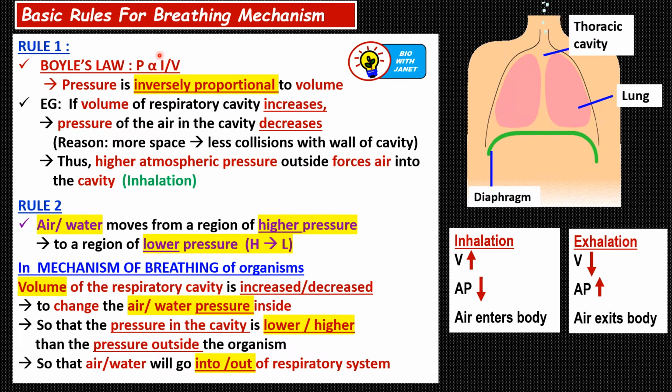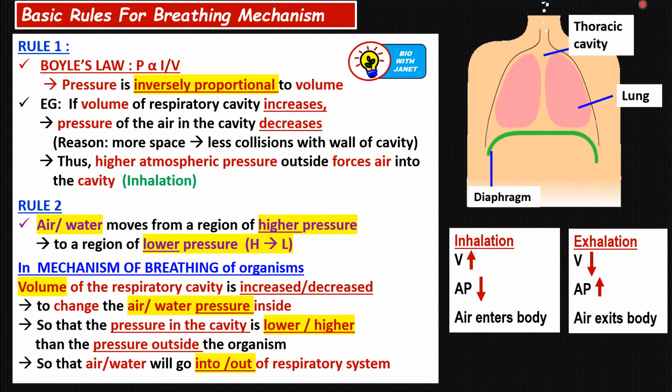Now, let's understand two basic rules for the breathing mechanisms before we discuss the breathing mechanisms of different organisms. Different organisms apply the same rules or principles for their breathing mechanisms, organisms such as humans, fishes, frogs, and insects. The first rule is the one that you have studied in physics, which is Boyle's law, which states that P is proportional to 1 over V. P is the pressure and V is the volume. So when P is proportional to 1 over V, it means that the pressure P is inversely proportional to volume V. That means that if the volume of a cavity, such as the respiratory cavity, increases.